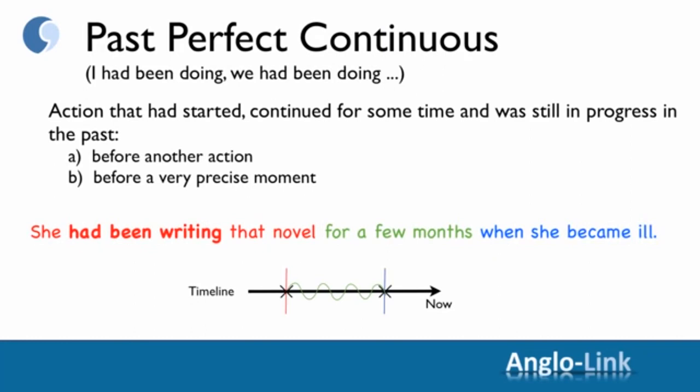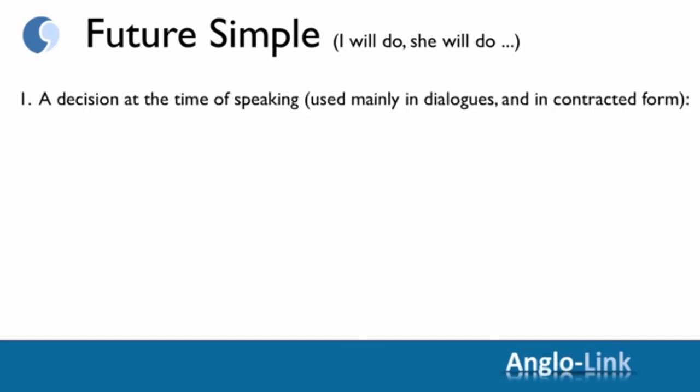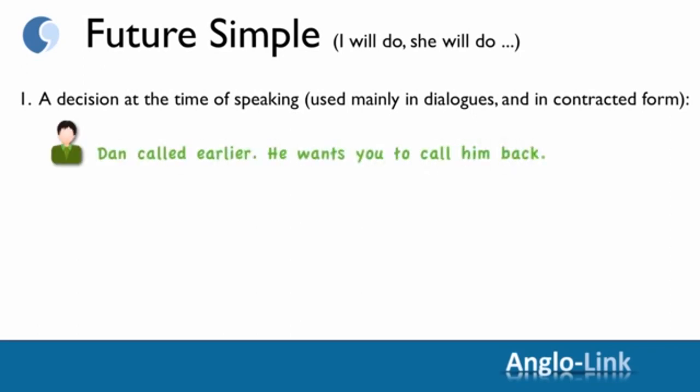Okay, moving on to future tenses now and starting with future simple. As you will remember, there are two main usages. The first one is a decision at the time of speaking, and this is used mainly in dialogues, and it's best to use the contracted form. For example, someone says, Dan called earlier, he wants you to call him back.